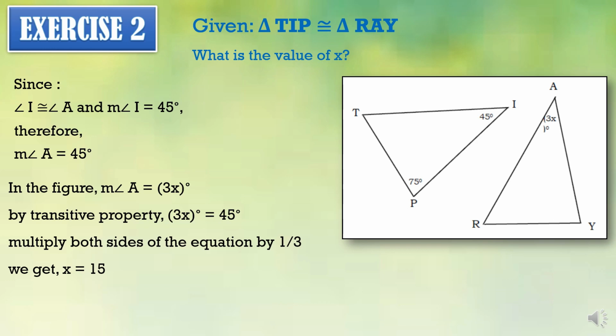When we do the checking, the measure of angle A is equal to 3x degrees, so we substitute the value of x, which is 15, then multiply it by 3. Therefore, the measure of angle A is equal to 45 degrees.